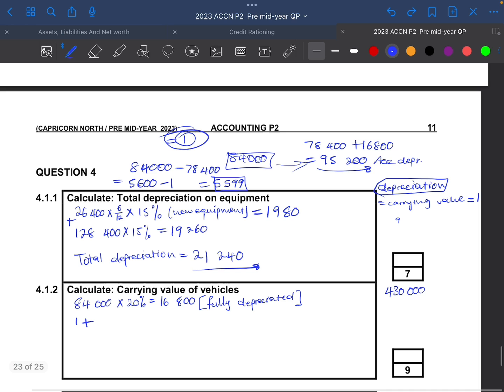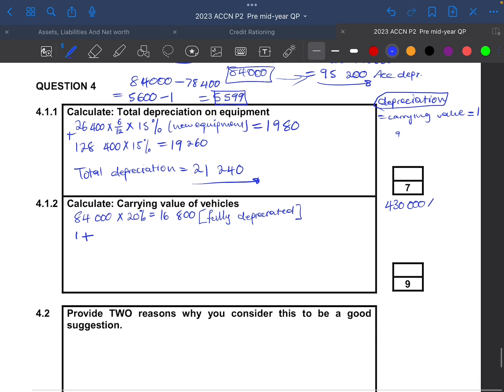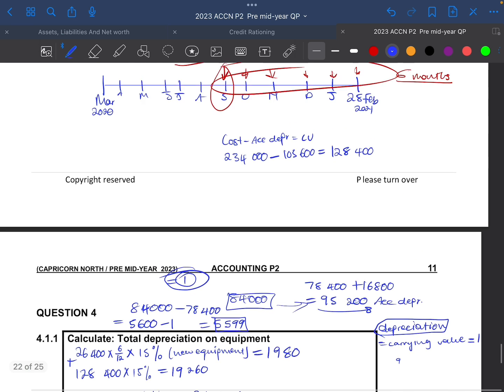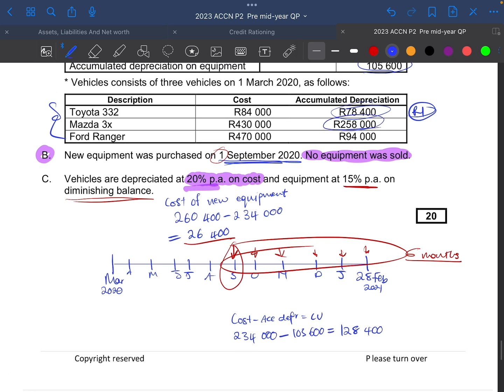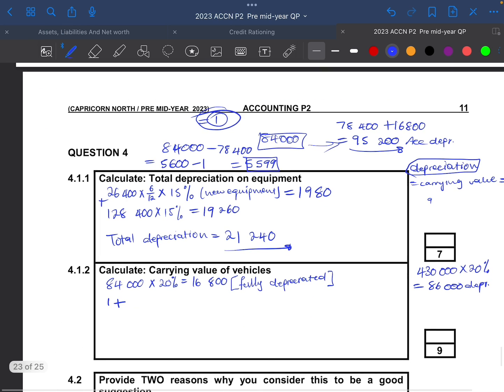Oh, we actually don't need too much, so to subtract anything, just multiply by 20%, then see what the depreciation is. So it's 430 times 20%, which is 86,000. This is the depreciation for the current year. This is the second car, remember. Now what was our accumulated depreciation? Was 258. So 258 plus 86,000, that will give 344,000.